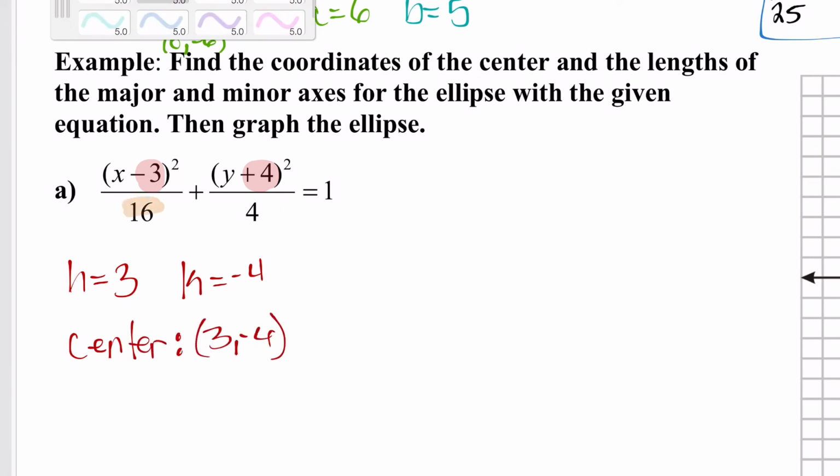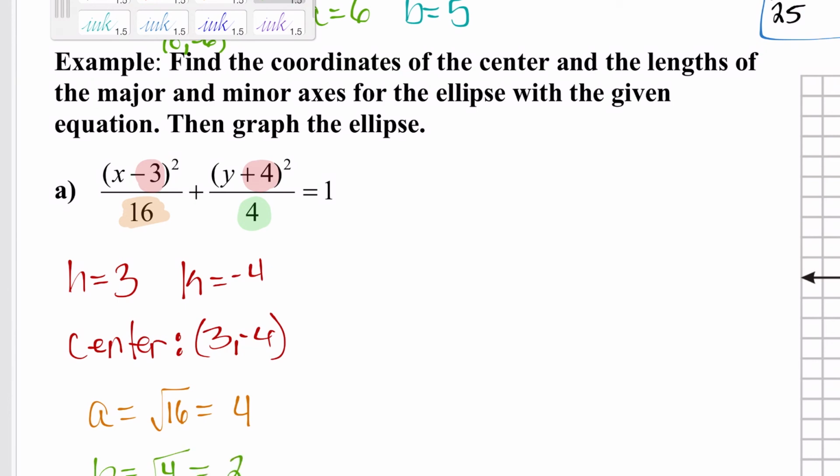Underneath my a value, we have a 16. Or sorry, underneath my x, we have a 16. So that means I'm taking the square root of 16 in order to figure out the distance from my center to the edge. We're going left and right 4 units. Underneath my y value, we have 4, which means from our center, take the square root of 4, and we'll be going up and down 2 spaces.